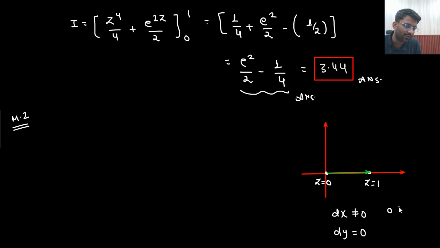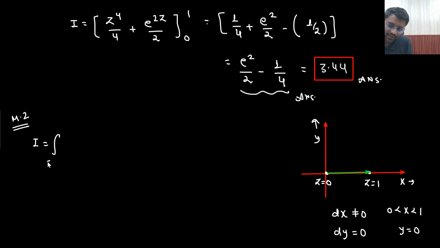x is actually going from 0 to 1. But what is the value of y? y itself is 0 only, because this is your x-axis and this is your y-axis. So you are moving from z equals 0 to z equals 1, that means from x equals 0 to x equals 1. But your y is not even changing, so dy is 0. Along with that, y always is 0.